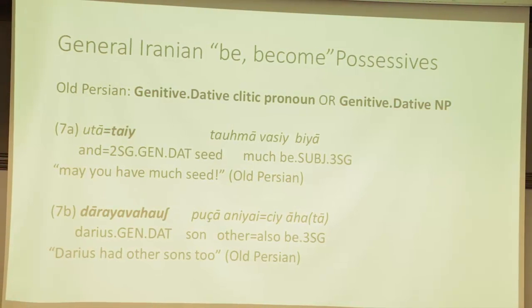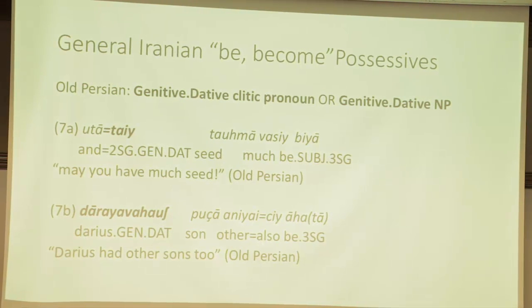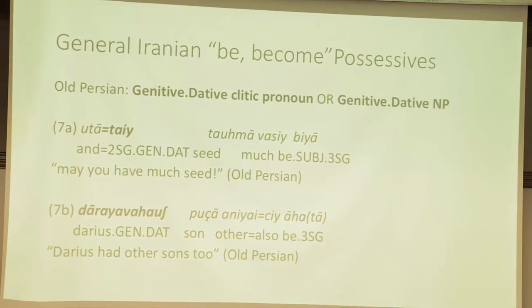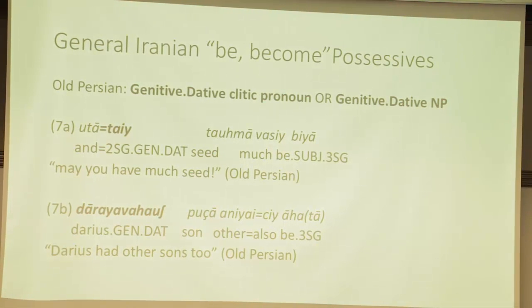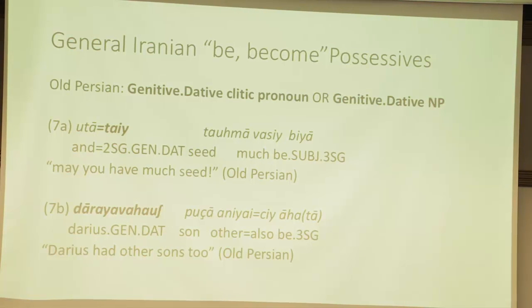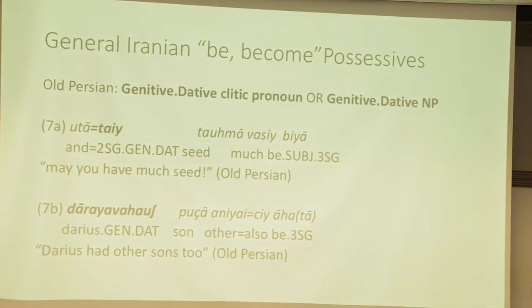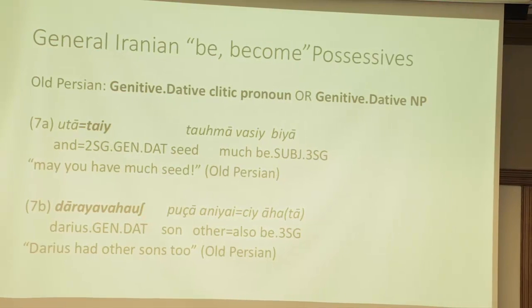So, two quick and kind of dirty examples from Old Persian that I took from Kent and forgot to cite him. In the first, we see the kind of Iranian second position clitic pronoun coding the possessor in the genitive-dative case. And in the second, we see a full noun phrase, a proper name in the genitive-dative case, coding the possessor. Is that okay? Everybody can hear me still?